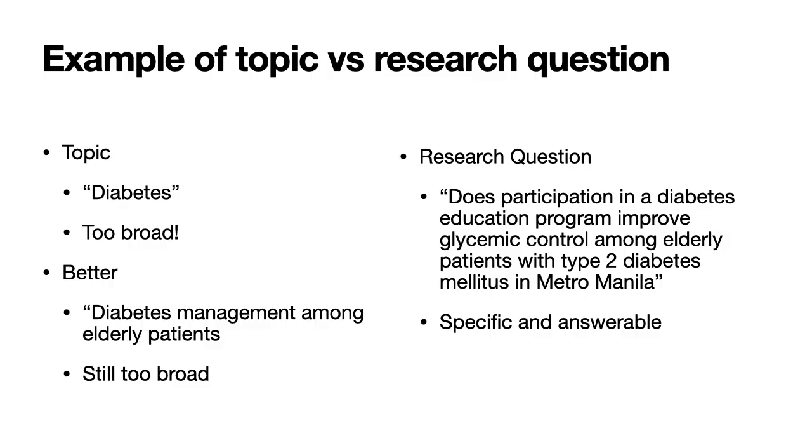A common mistake among students is confusing a topic with a research question. Consider the topic diabetes. This is far too broad. A narrower topic might be diabetes management among elderly patients. While better, it still lacks specificity. Now consider this research question. Does participation in a diabetes education program improve glycemic control among elderly patients with type 2 diabetes in Metro Manila? This question identifies a population, an intervention, an outcome, and the setting. This is the level of specificity needed for a research study.